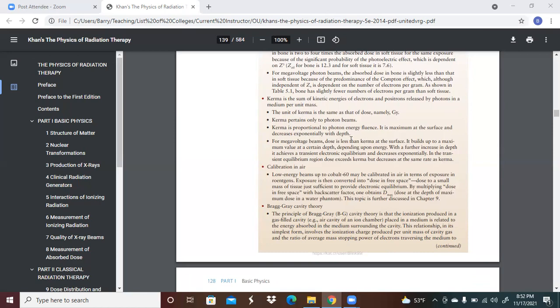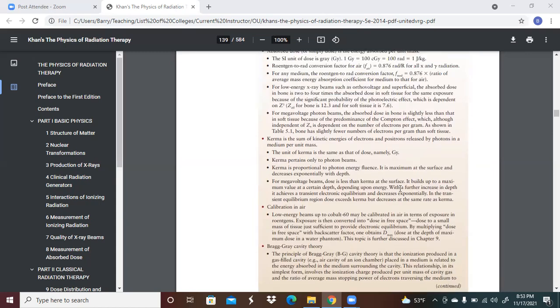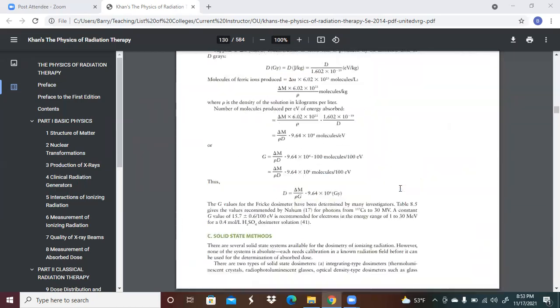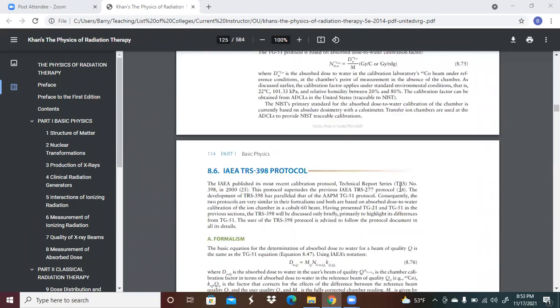So for megavoltage beams, dose is going to be less than KERMA at the surface. It's going to build up to a maximum value at a certain depth, depending on the energy. With a further increase in depth, it achieves a transient electronic equilibrium and decreases exponentially. In the transient equilibrium region, dose exceeds KERMA but decreases at the same rate. Now, that's a pretty involved paragraph, so let's see if we can find a graph that helps to illustrate that.